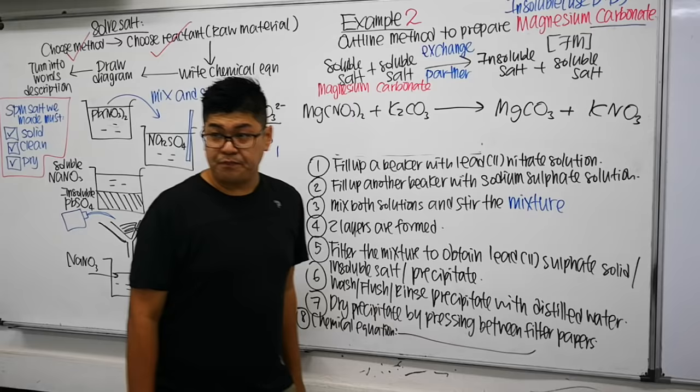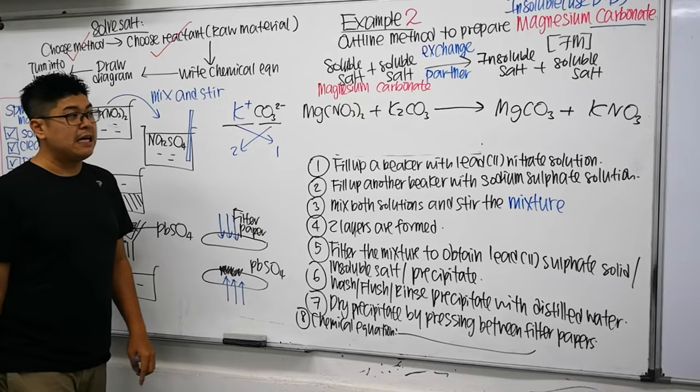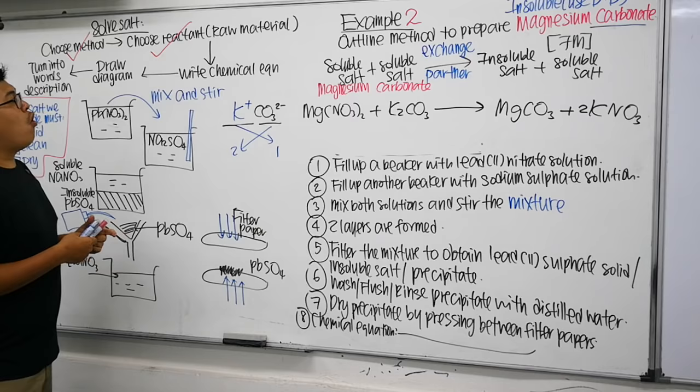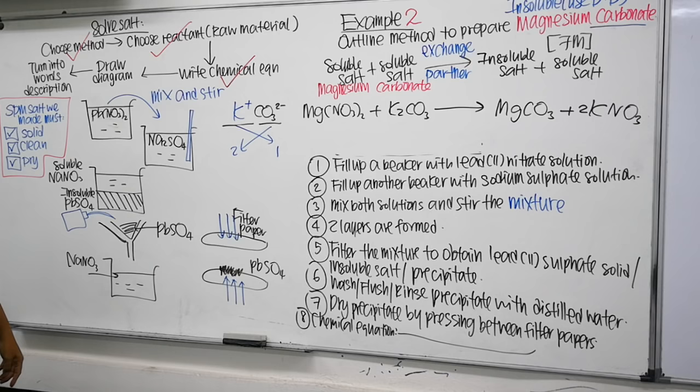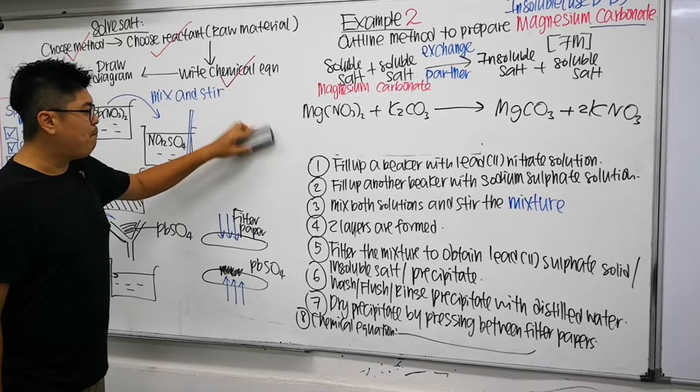Please be reminded, all your chemical equations must be balanced. So I put a 2 here to keep it balanced. Is it okay? So now you already come up with a good chemical equation. After you come up with a good chemical equation, you can continue with drawing a good picture.